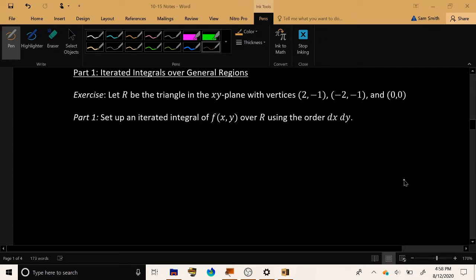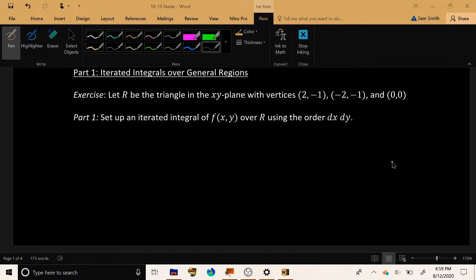So someone comes to us and they say, let R be the triangle in the xy plane with the vertices at 0, 0, 2, -1, and -2, -1. So part 1, set up an iterated integral of a generic function f of xy over the region R using the order dx dy.